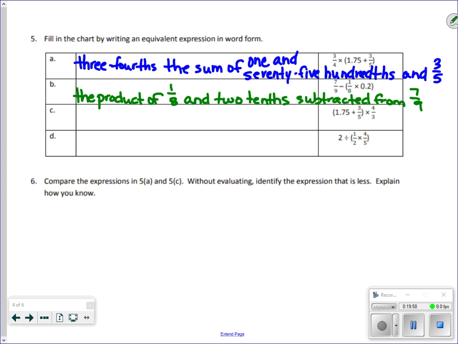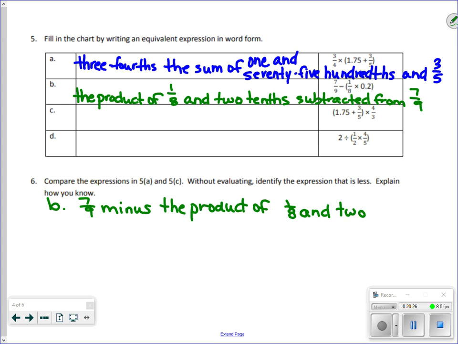Or, nope, subtracted from means from the front. Or 7/9 minus the product of 1/8 and 2/10. Subtracted from. When it says subtracted from, that number goes in the front.